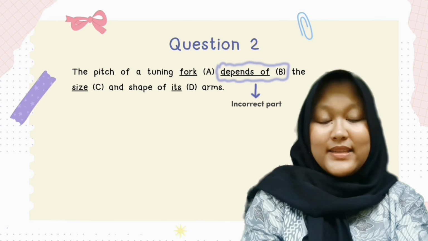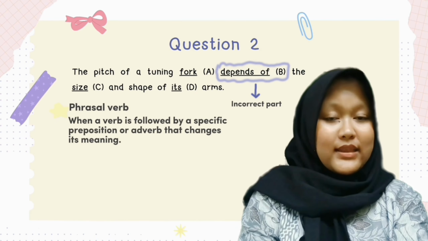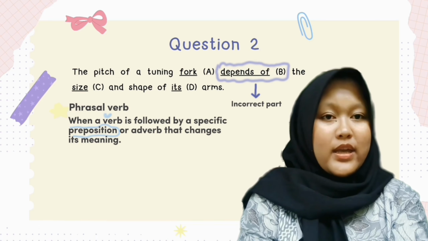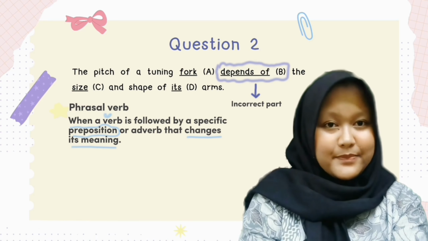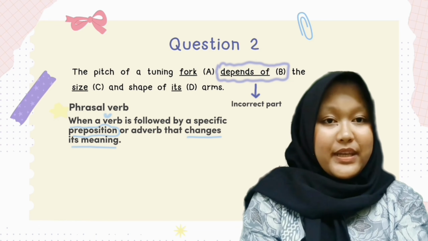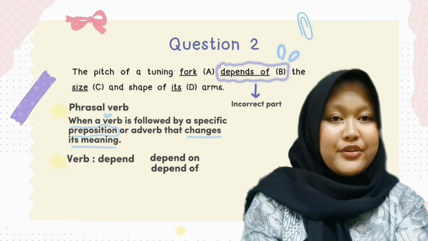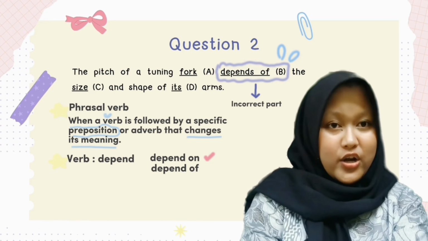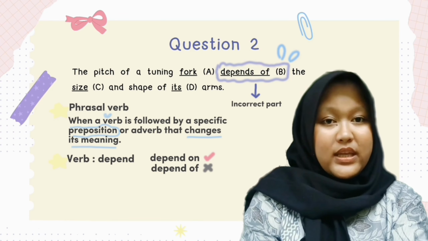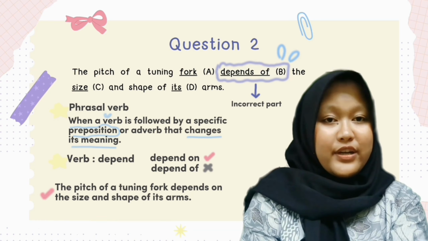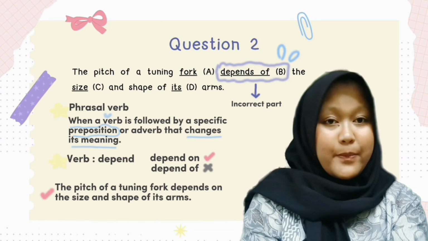So this is an example of a phrasal verb. That's when a verb is followed by a specific preposition or adverb that changes its meaning. The verb here is depend, and the correct phrasal verb is depend on, not depend of. So the sentence should be: the pitch of a tuning fork depends on the size and shape of its arms.